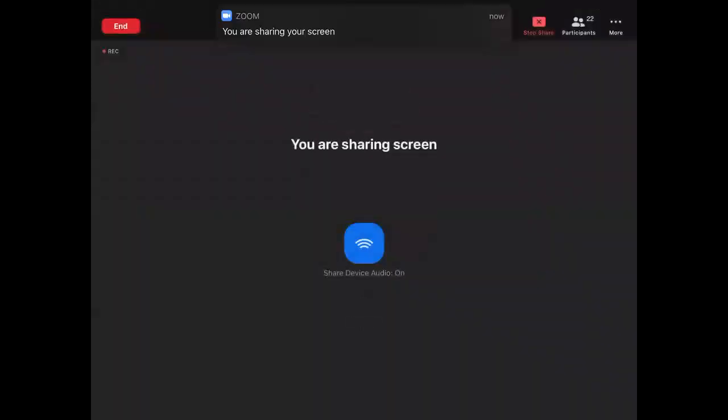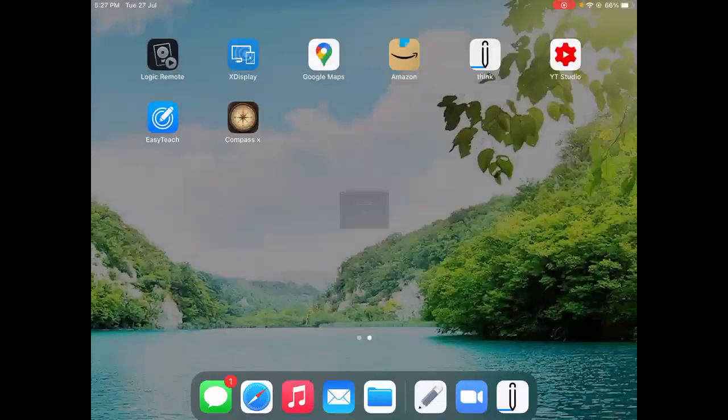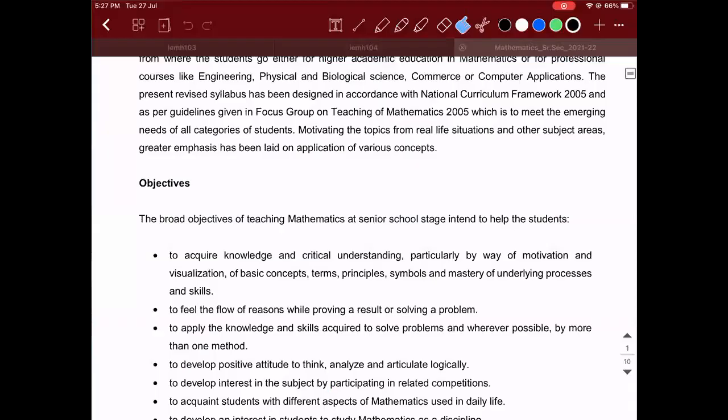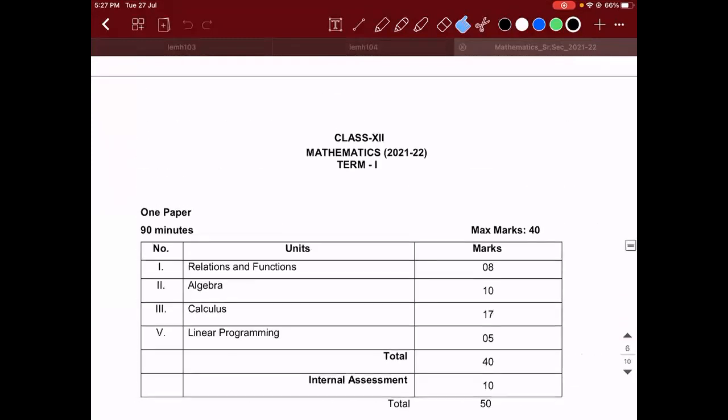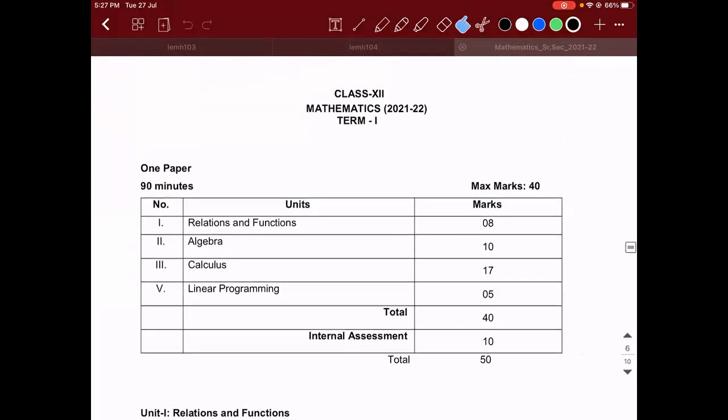Notes, right. It is actually almost the same portions as last year. So this is term one. I hope you guys are able to see it.